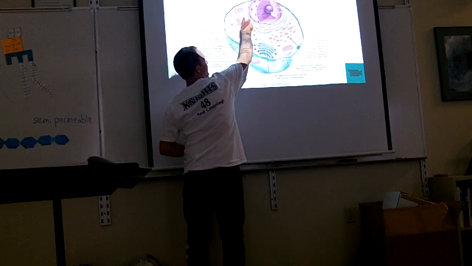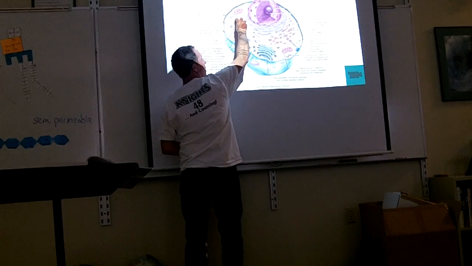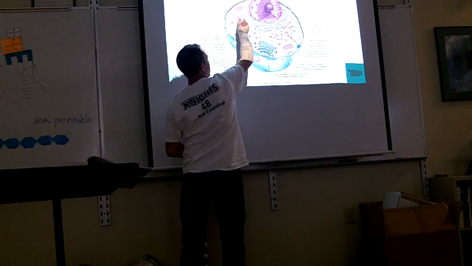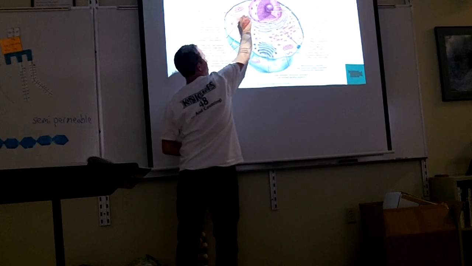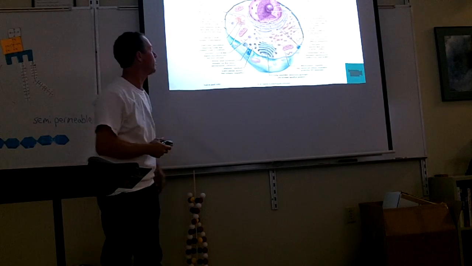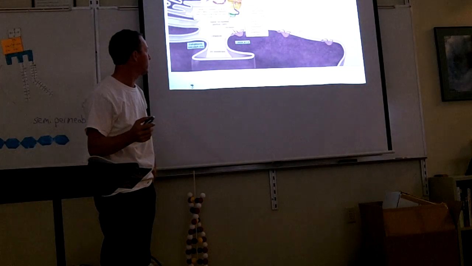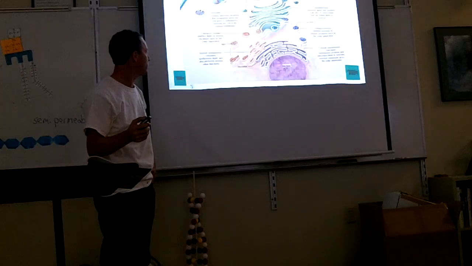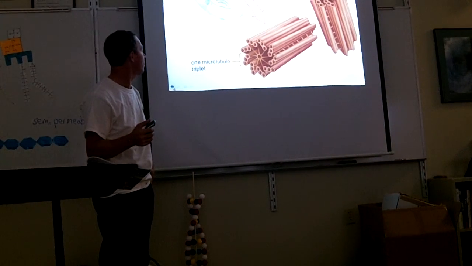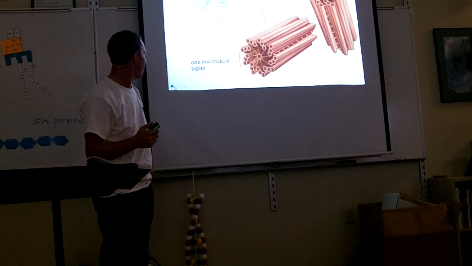Now, we call the whole area here the centrosome. The centrosome is the area that has centrioles in it. These two little discs here are called centrioles, and the whole area where they exist is the centrosome. And so it shows those up close. There they are up close. They're made of microtubules.